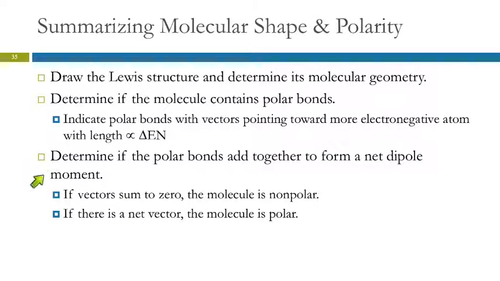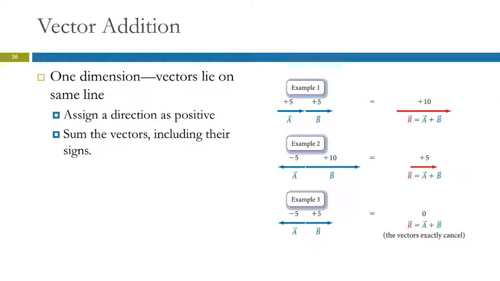Then you have to decide if the polar bonds add together to form a net dipole moment. If the vectors sum to 0, the molecule is nonpolar. If there is a net vector, then the molecule is polar. So I'm going to explain a little more about adding vectors, but then I'm going to give you a shortcut that you can do. You can get most of these correct without understanding what vectors are. So let's just review vector addition.